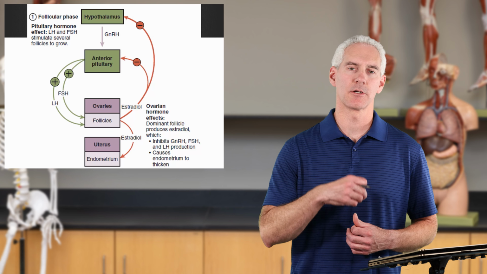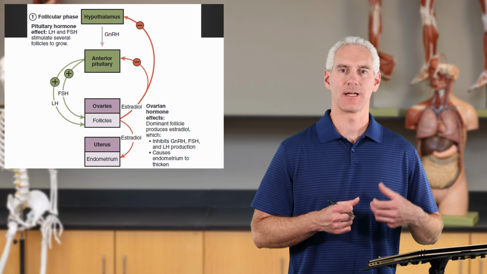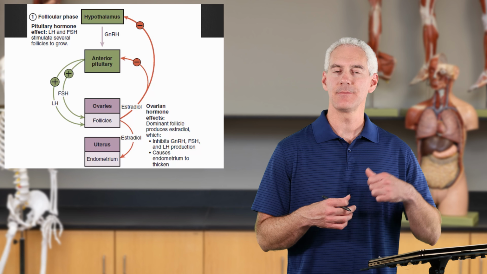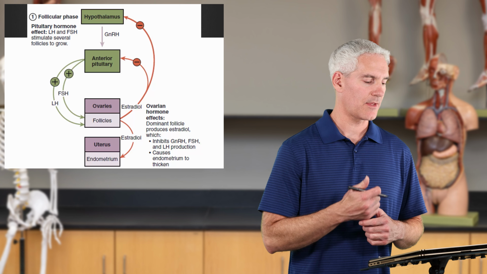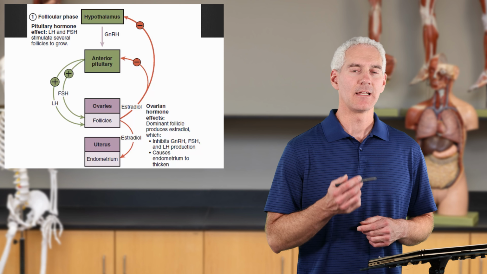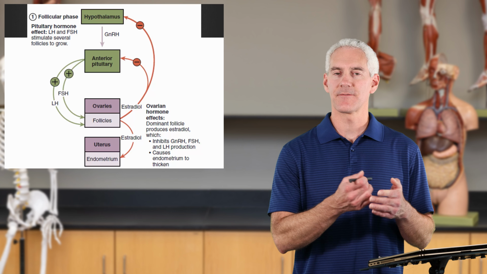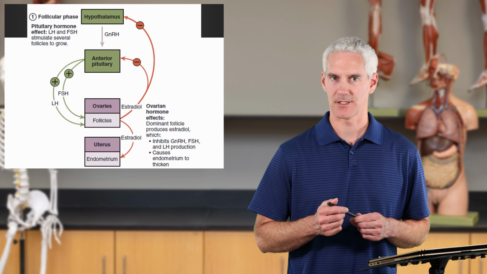Now to take what we've been learning and put it in more of a diagram format, taking both the ovarian and uterine cycles and putting them together to look at the three main phases. We'll start with the follicular phase. Now remember, in the follicular phase, this is the first 14 days of the cycle.